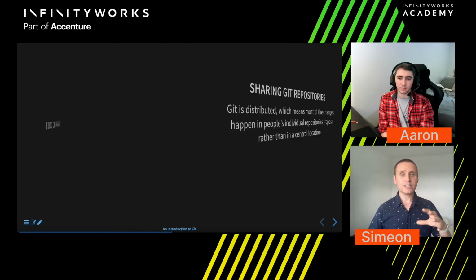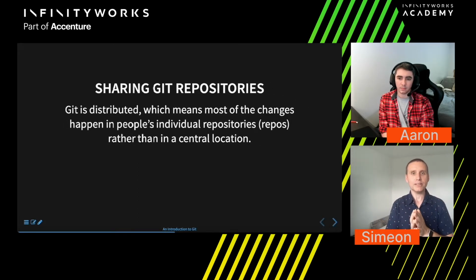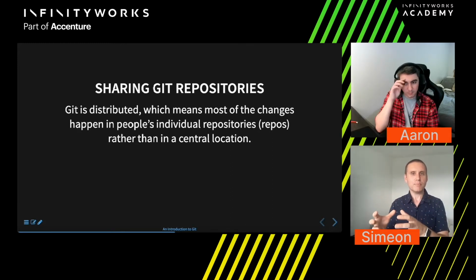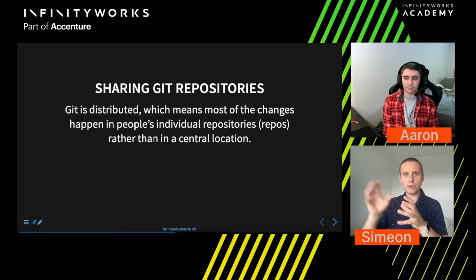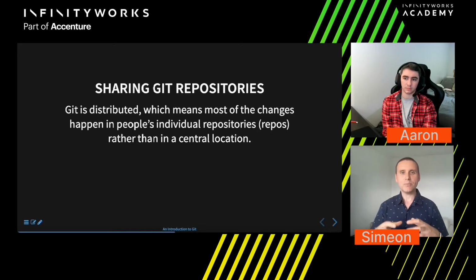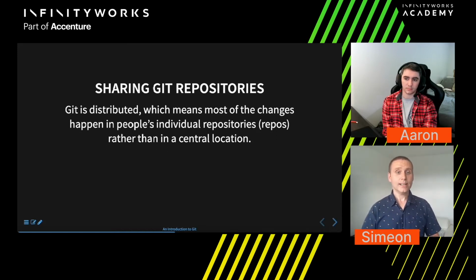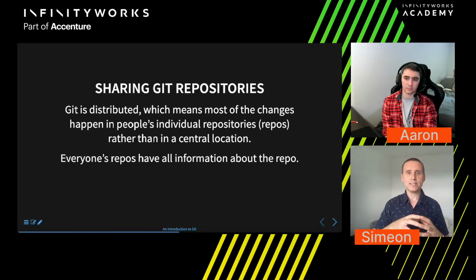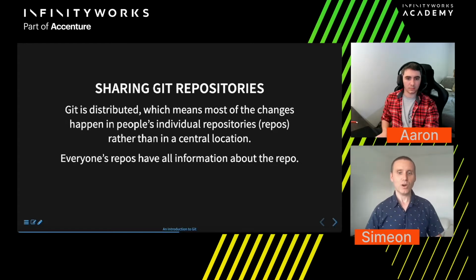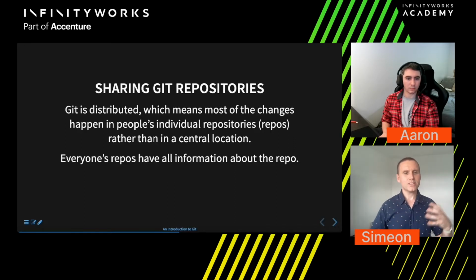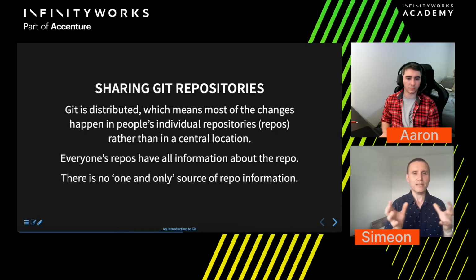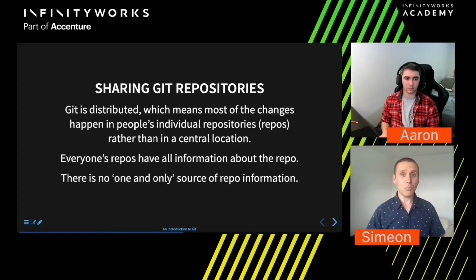People could be all over the world because that remote repository could be somewhere in the cloud on the internet. So sharing Git repositories is really common, and Git is distributed, which means that the changes happen in people's individual repos rather than just in a central location. Although we're storing it there, the changes that happen to begin with are done on your machine. So everyone's repo has all of the information from the main repo plus any additional changes they've been working on. That means there's no one and only source of repo information. There are various versions of it out there depending on how many people are working on it.